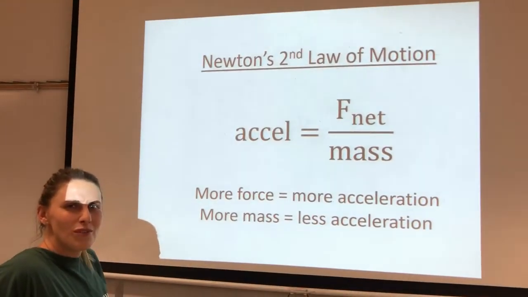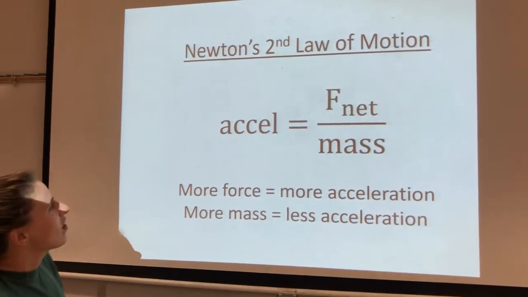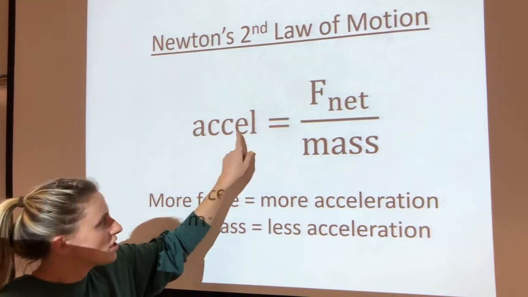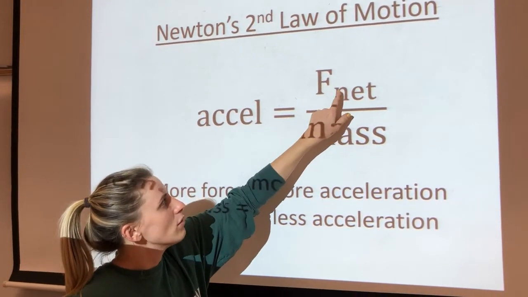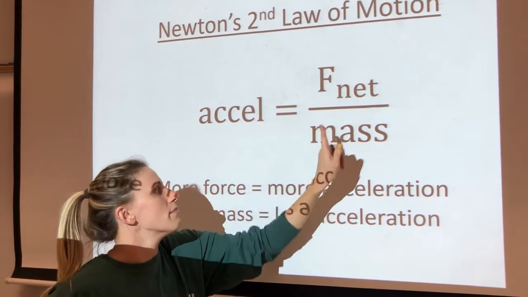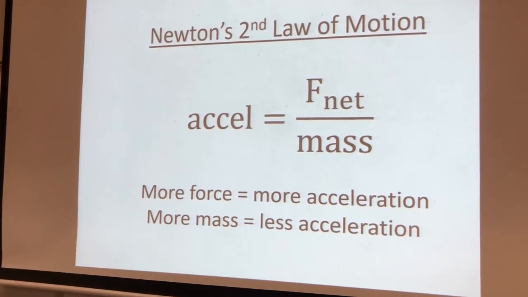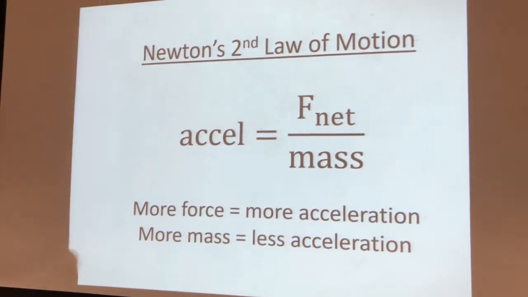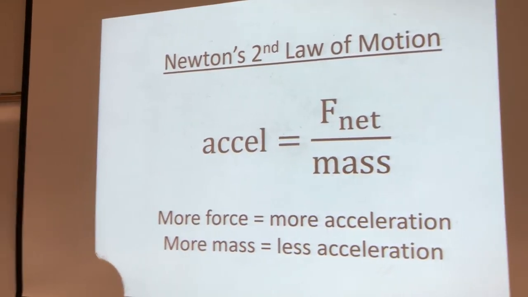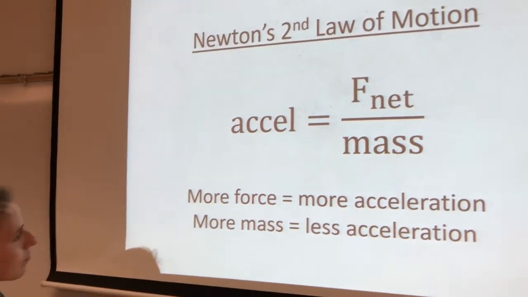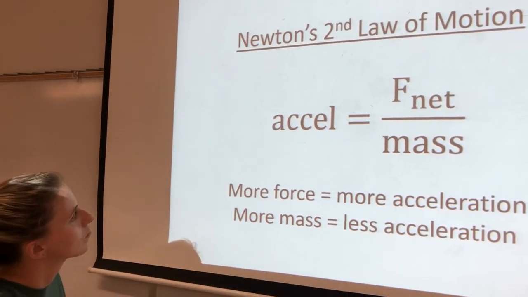This is new, right? Yep. Newton's second law of motion. Write this down. It says acceleration equals the F net, which is the net force, divided by mass. Write that down. Right. And this actually is a big idea. It's an equation, but it's a big idea that you probably know already.